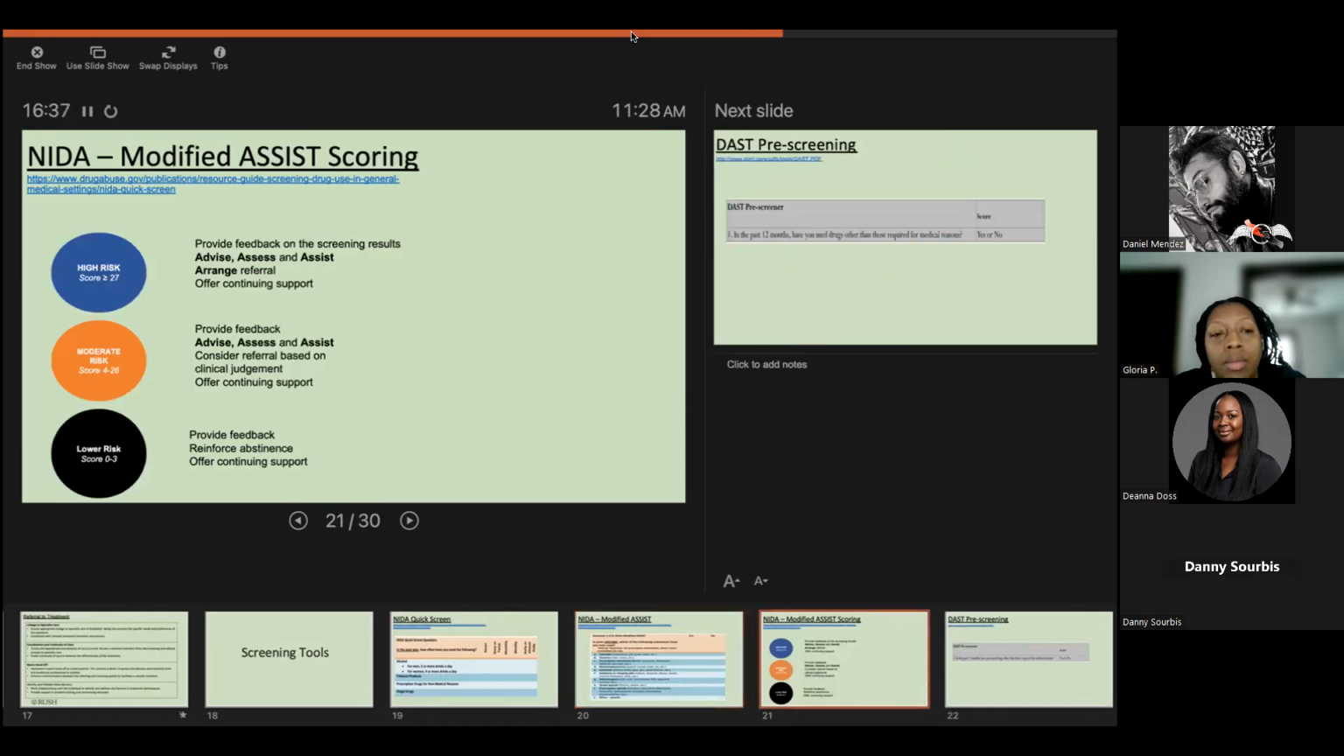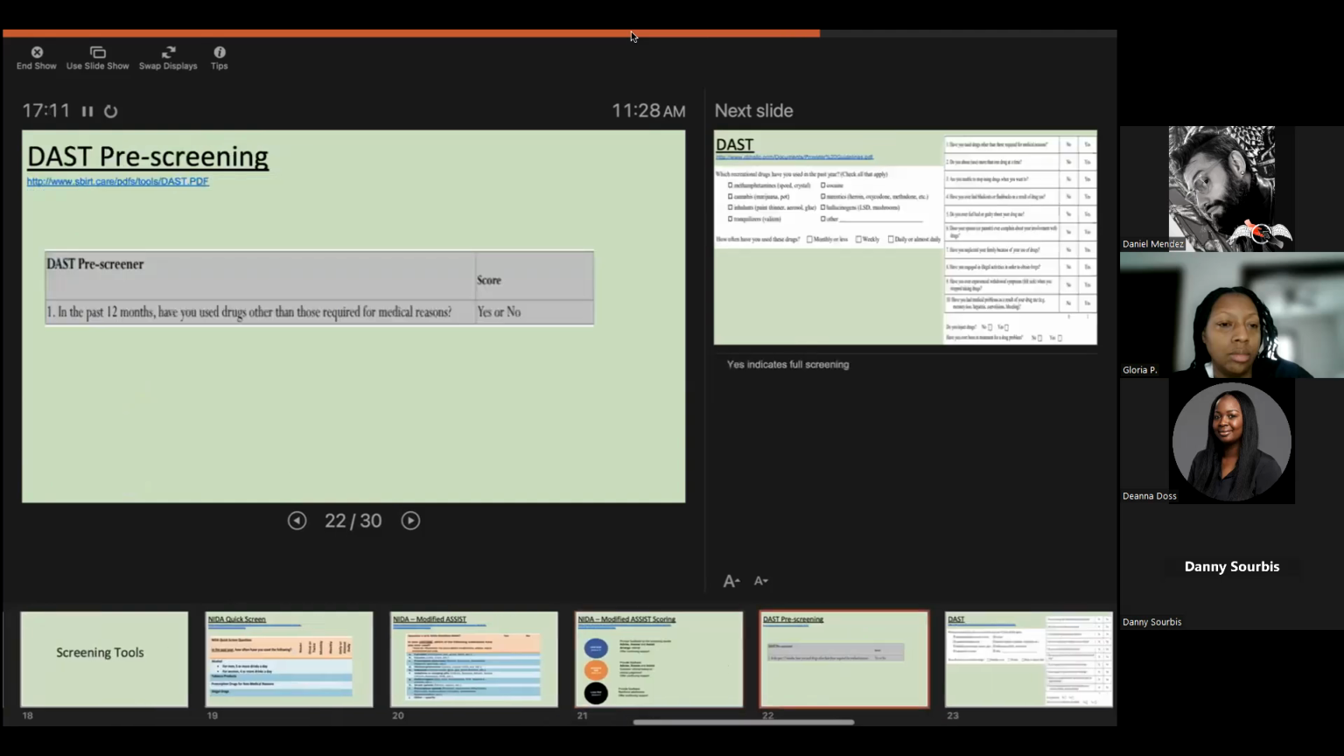And so this is the NIDA ASSIST scoring. If you're high risk, we'll provide feedback on the screening results. We'll advise, assess, and assist, arrange referral after continuing support. If it's moderate risk, which is a score of 4 to 26, we'll provide feedback, advise, assess, and assist, consider referral based on clinical judgment, and offer continuing support. And if it's lower risk, we'll provide feedback, reinforce abstinence, and also offer continuing support. So that's the ASSIST scoring.